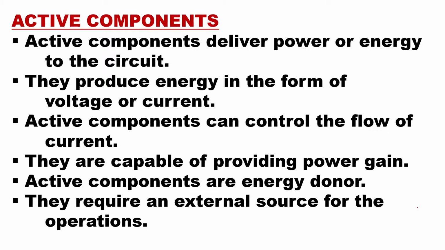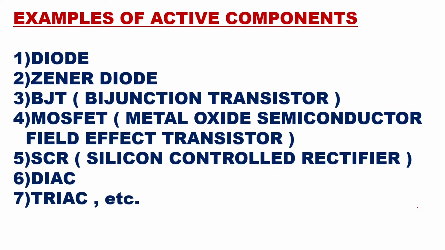Clear? Then we'll go to see examples of active components, whatever we are going to see in this lab in point number 3 and 4. So in point number 3, we will be seeing diode, Zener diode, BJT. BJT is bipolar junction transistor. Then in point number 4, you will be seeing MOSFET, that is metal oxide semiconductor field effect transistor. Then you will see SCR, that is silicon controlled rectifier. Then you will see DIAC and TRIAC.